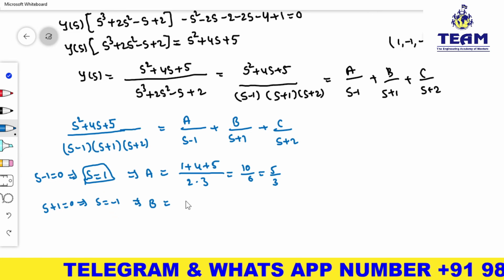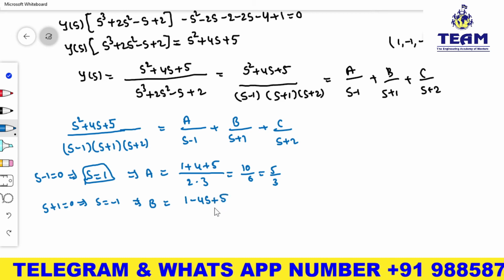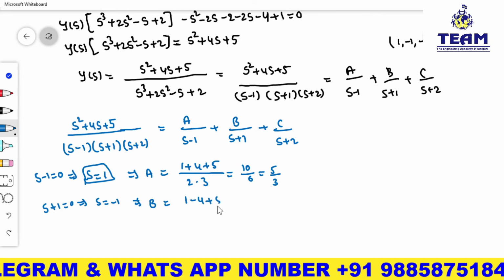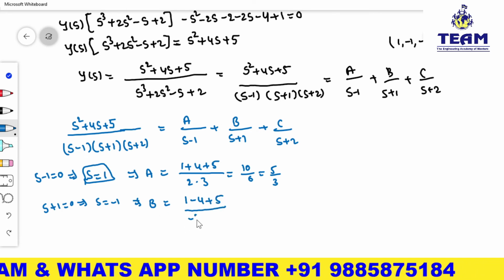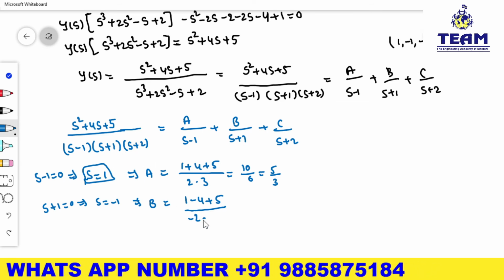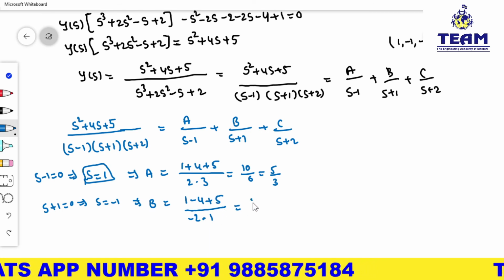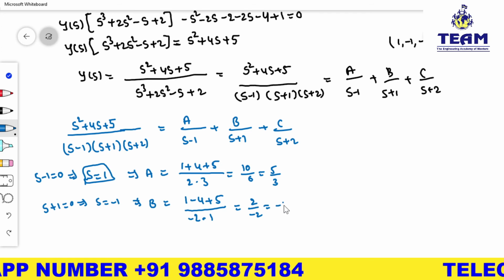Minus 1 whole square means what? Plus 1. This is minus 4s plus 5, sorry, minus 4 into 1 means minus 4 plus 5 divided by, here you have minus 1 means minus 2. Here you have a term getting cancelled now. Now minus 1 plus 2 is what? Minus 1 plus 2 is 1. So if you simplify, 6 minus 4 is 2, minus 2. That is nothing but you will have minus 1.